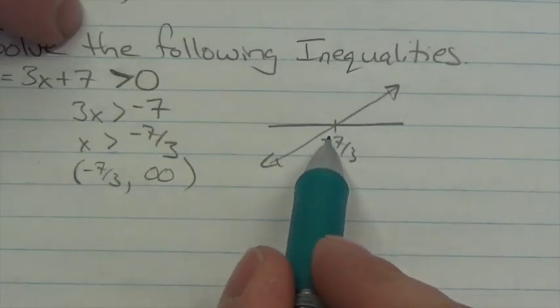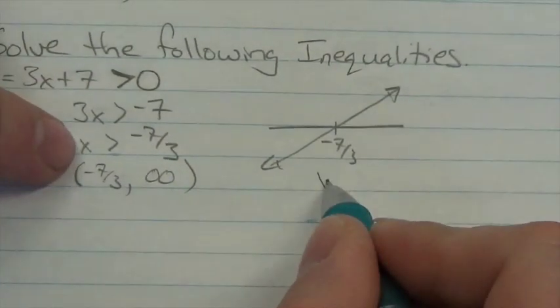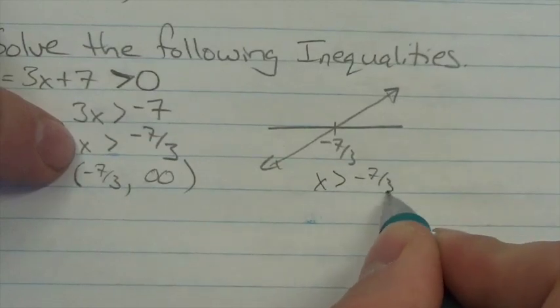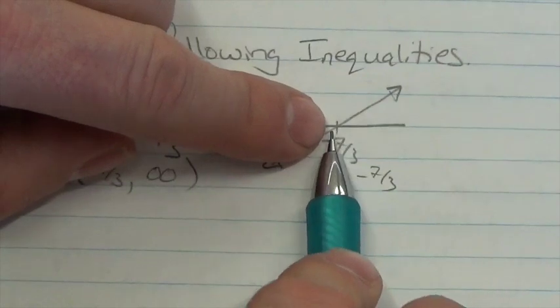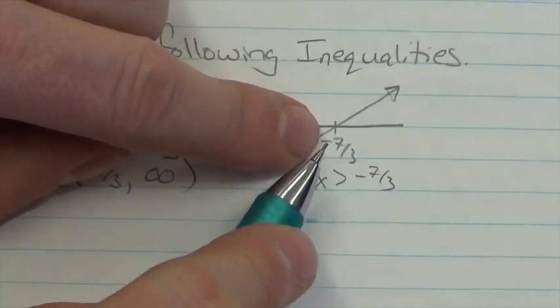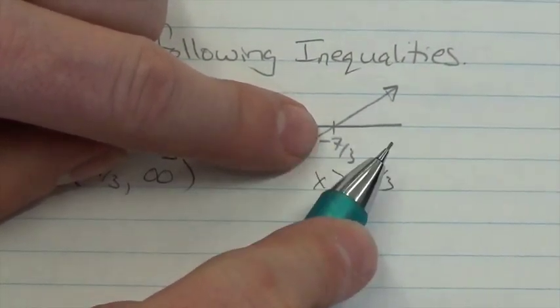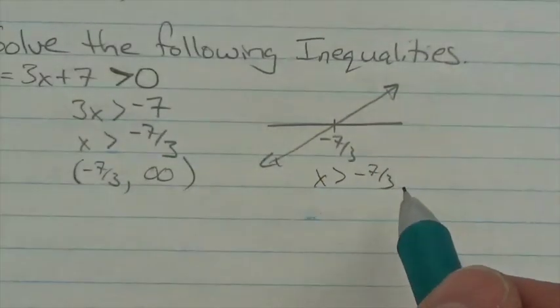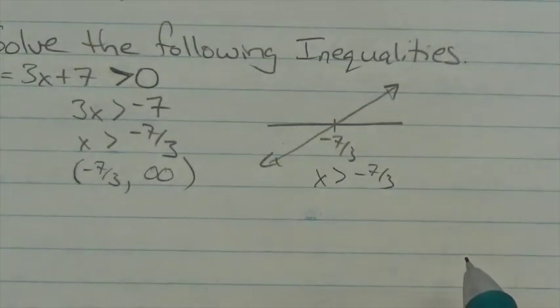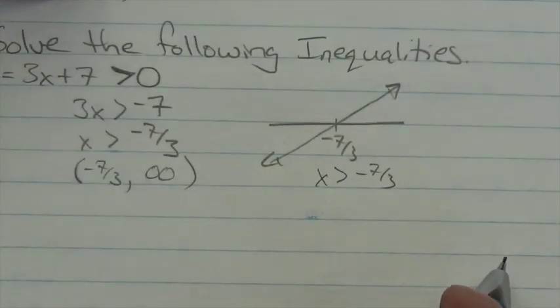And when my x value here is larger than negative 7/3, I mean, here's negative 7/3, x is larger means to the right of negative 7/3. The y coordinates of all those points are greater than 0. They're above the x-axis. Okay?